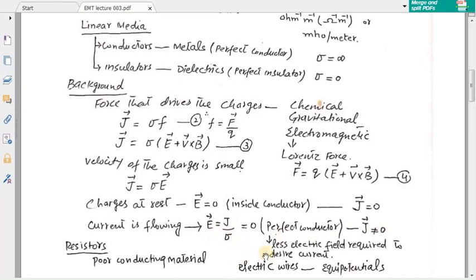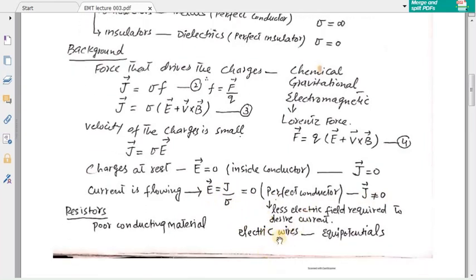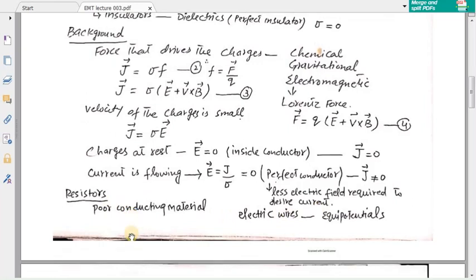In a perfect conductor, less electric field is required to drive the current. Example is electric wires. These electric wires are known as equipotentials. Here we require less electric field to drive the current through the material. On the other hand, resistors are made of poorly conducting materials.